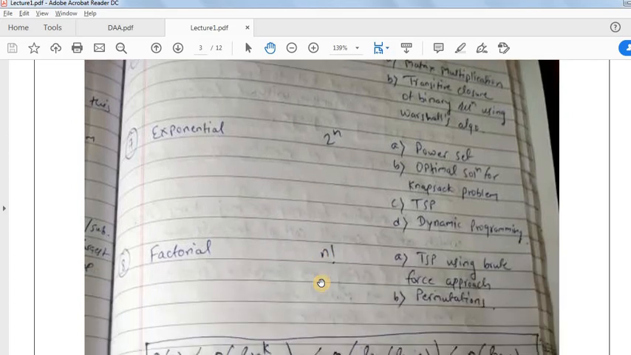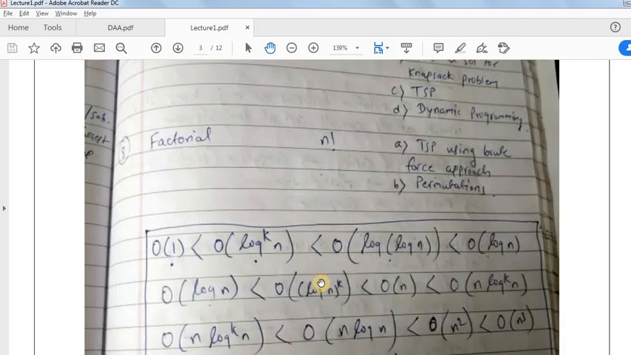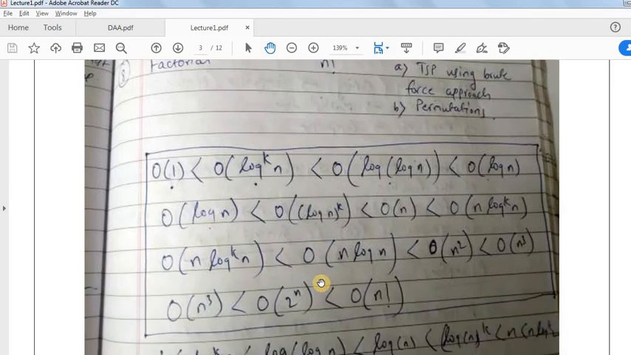Next efficiency class is exponential, where we are requiring 2 raised to n amount of time for execution of a problem or algorithm involved in this. Examples: power set or finding the optimal solution using dynamic programming for a 0-1 knapsack problem. The final category of efficiency class is factorial, represented by the symbol n factorial. The example: finding out whether a graph possesses a Hamiltonian cycle is a famous example in the category of factorial efficiency class. Let's have a look at the relationship between all these efficiency classes.